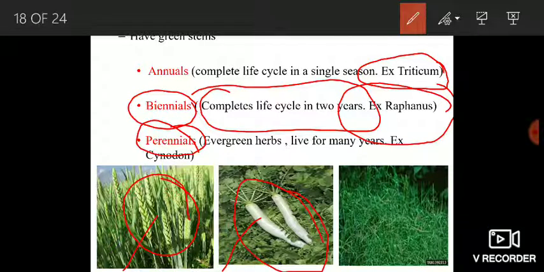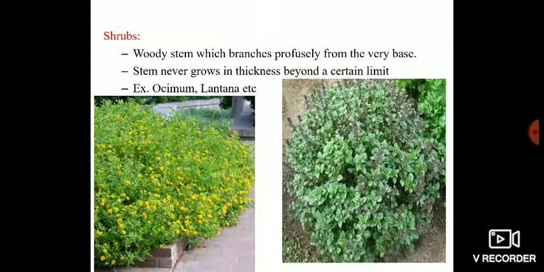Those evergreen herbs which live for many years are known as perennials, and the best example is Cynodon dactylon, which is also known as Bermuda grass or brook grass, and this grass is usually grown in our lawns. Now you have the second category of plants.